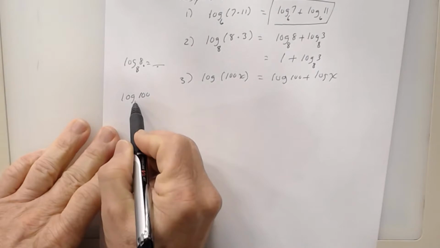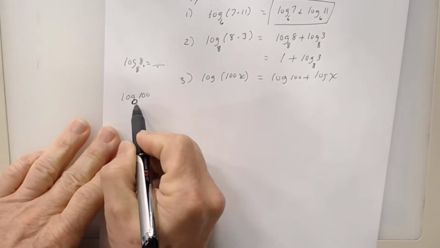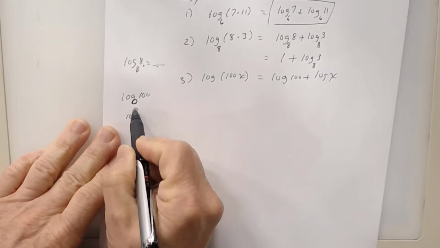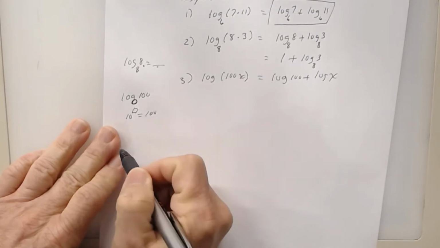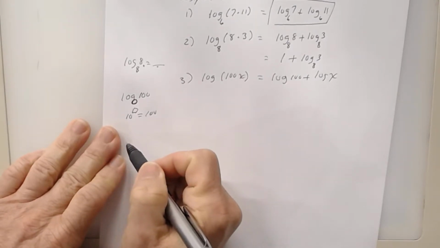Remember, if there's no base, it's understood to be what? 10. So 10 to what number is 100? 2. All right?